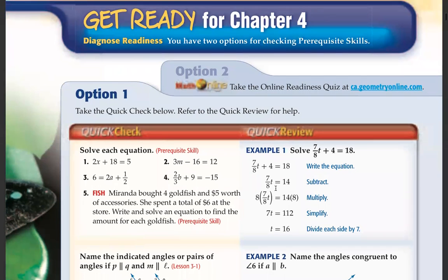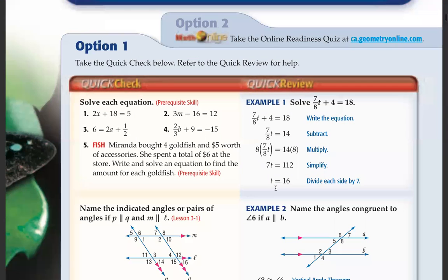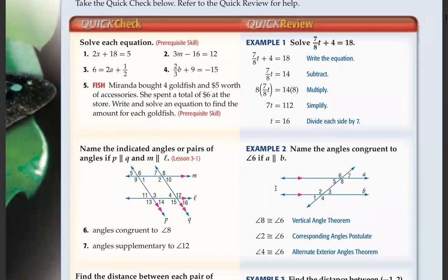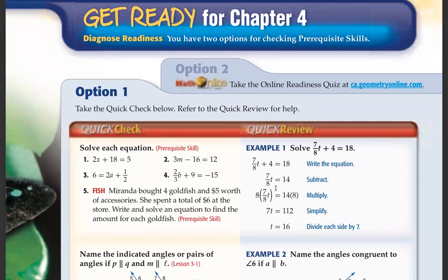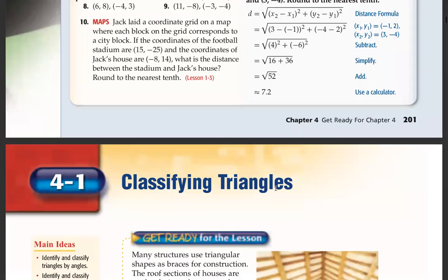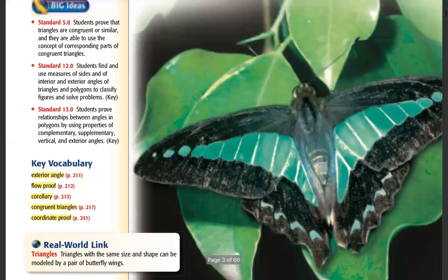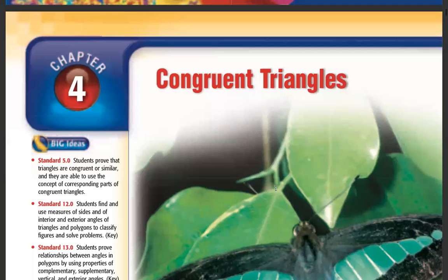Okay, so chapter 4. Chapter 4 is the beginning of a series of chapters that will talk about triangles. So we'll have chapter 4 and chapter 5. These two consecutive chapters will talk about triangles. Chapter 4 is entitled Congruent Triangles.